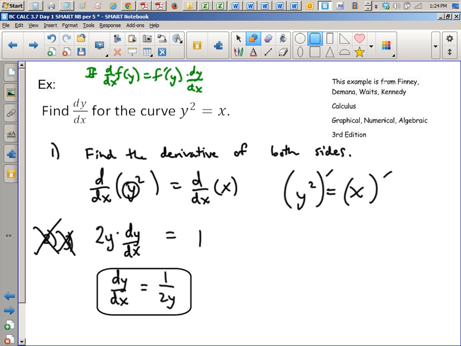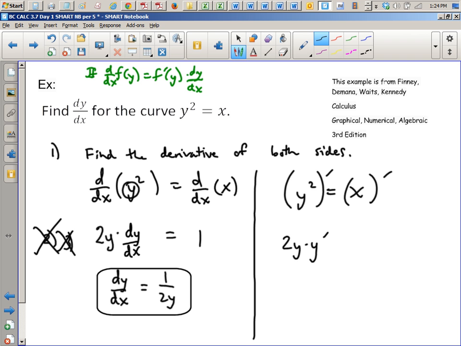Okay, so I just did my work in Leibniz notation because that's what Mr. Lynch did last year. Now I'm going to do it with Lagrange notation. So I'm going to redo the exact same problem. Your work would look like this. Do a prime on both sides. The left side is 2y times y prime. The right side is 1. And dividing, we get y prime equals 1 over 2y.